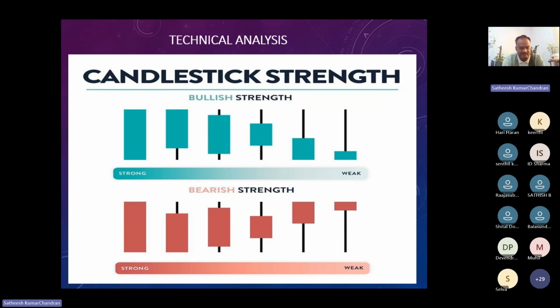Same way for sell also. Green candles are buy, and red candles are sell. When sellers are more, it will be reddish, and when buyers are more, it will be greenish. So strong to weak, weak to strong.